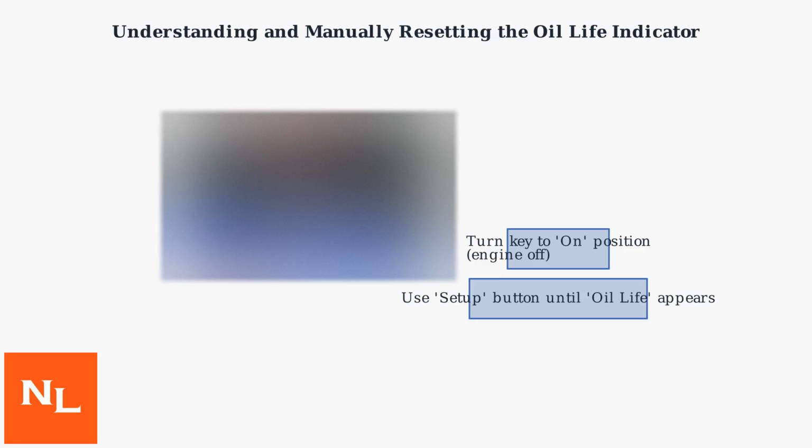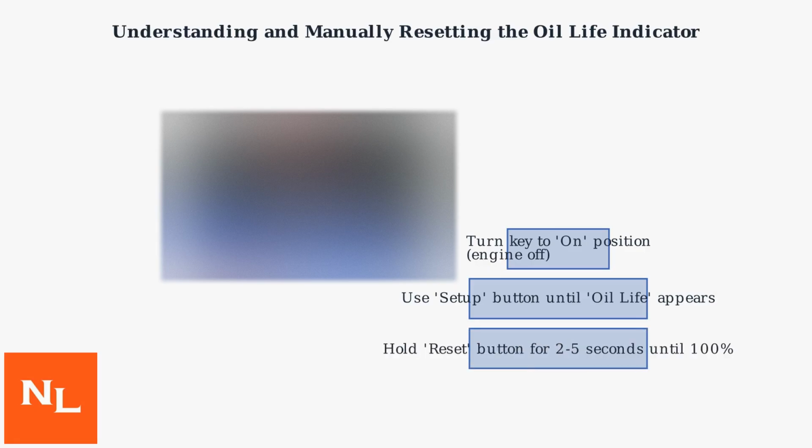Use the Setup button in the message center until oil life appears. Then, press and hold the Reset button for 2 to 5 seconds until it shows 100%. For models with My Ford Touch, navigate via the touchscreen to the Oil Life Reset option.